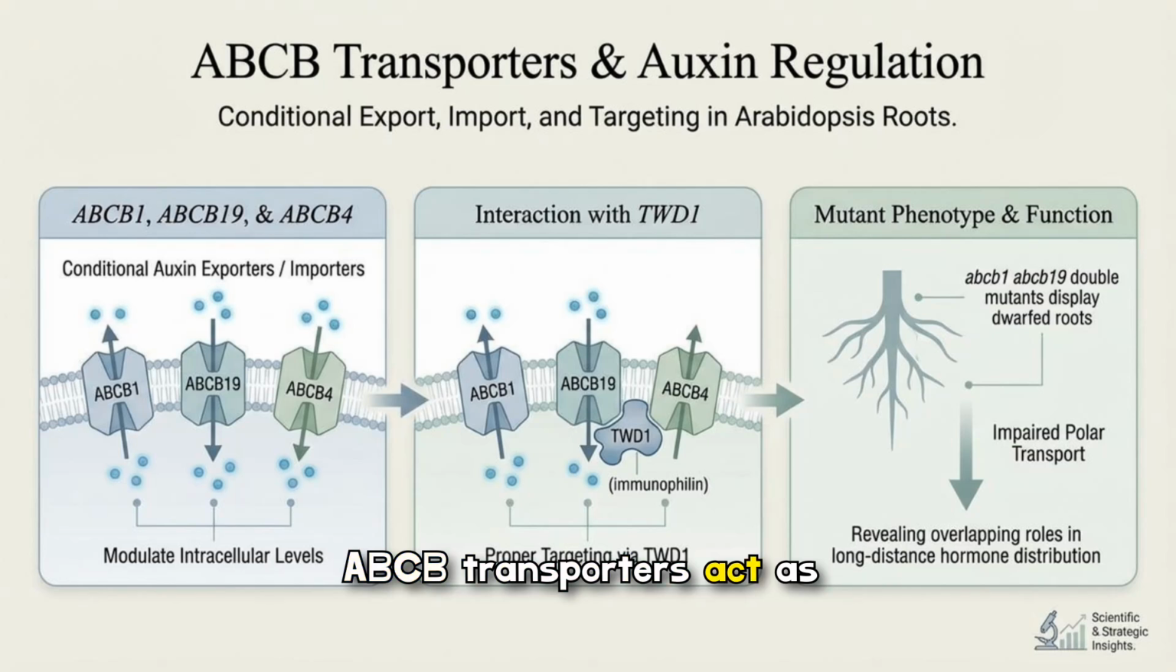ABCB transporters act as conditional auxin exporters and importers, modulating intracellular auxin levels and long-distance distribution. The central panel shows how TWD1 directs proper targeting of ABCB proteins, while the phenotype panel notes that double mutants display dwarf roots and impaired polar transport, revealing overlapping ABCB roles in maintaining hormone flows essential for root form.